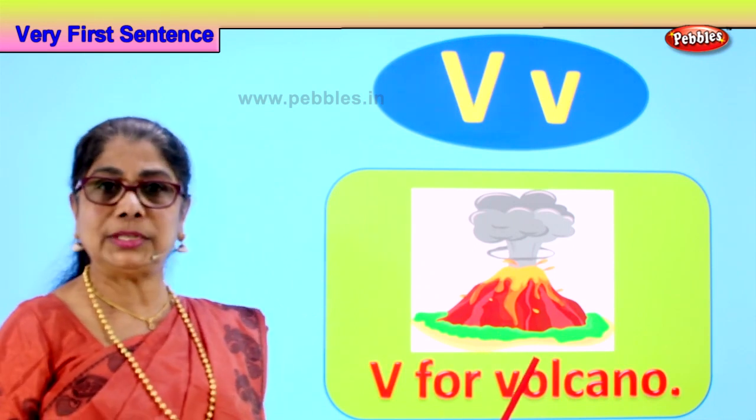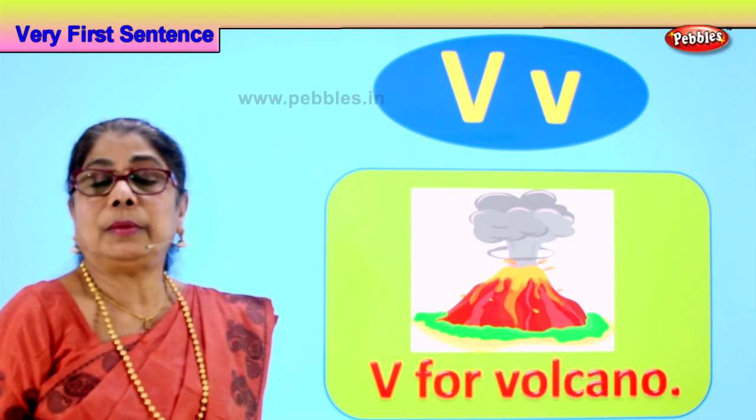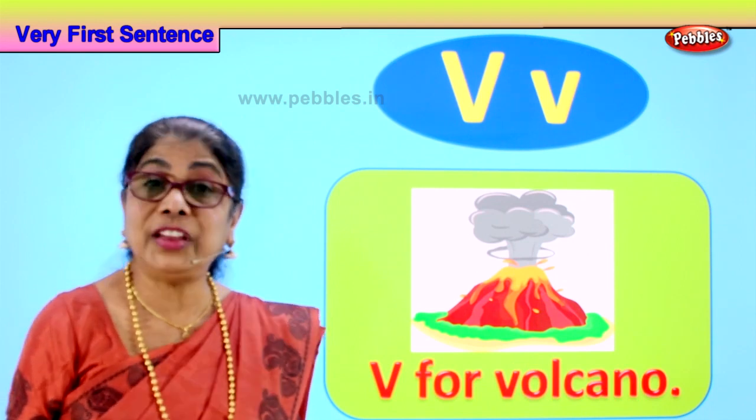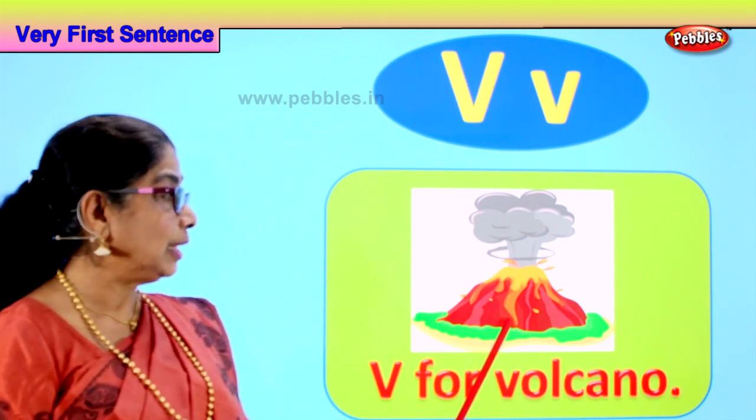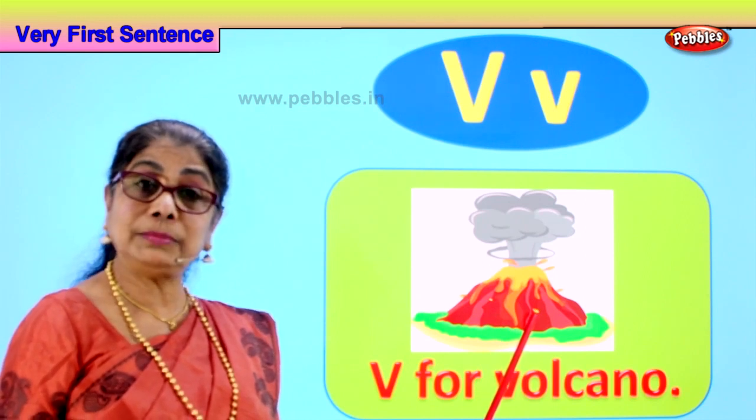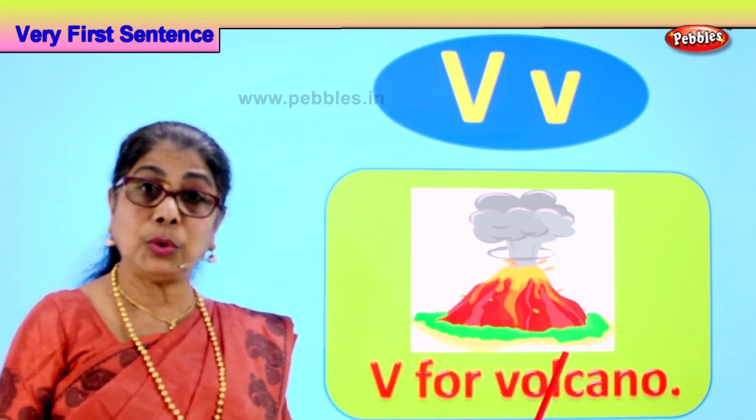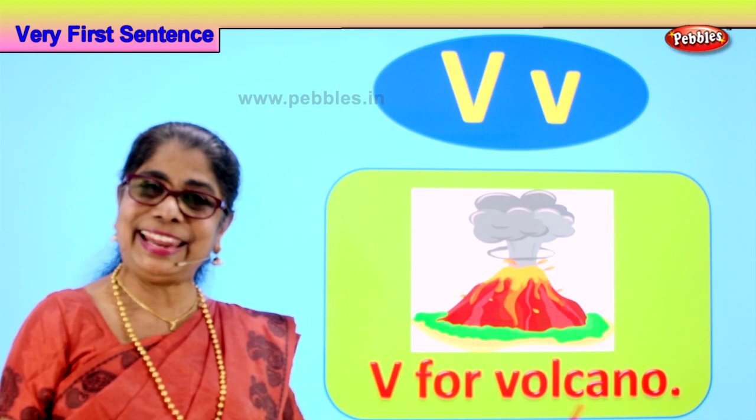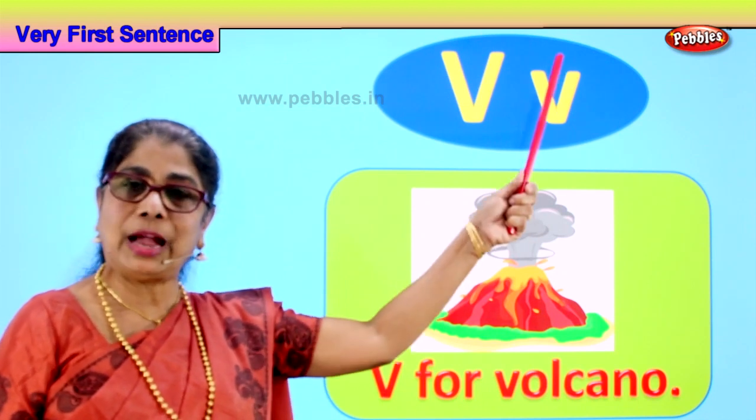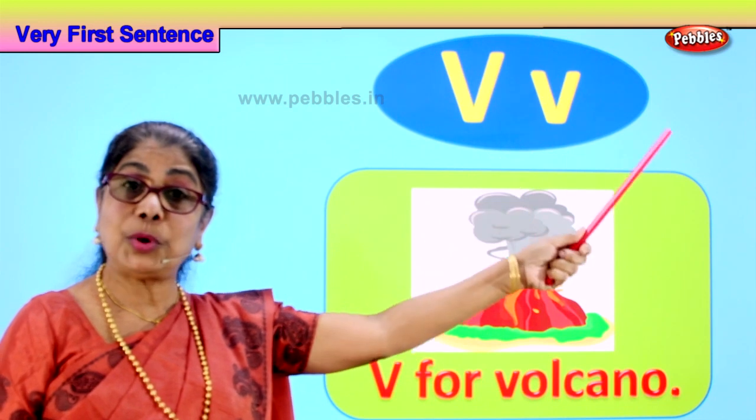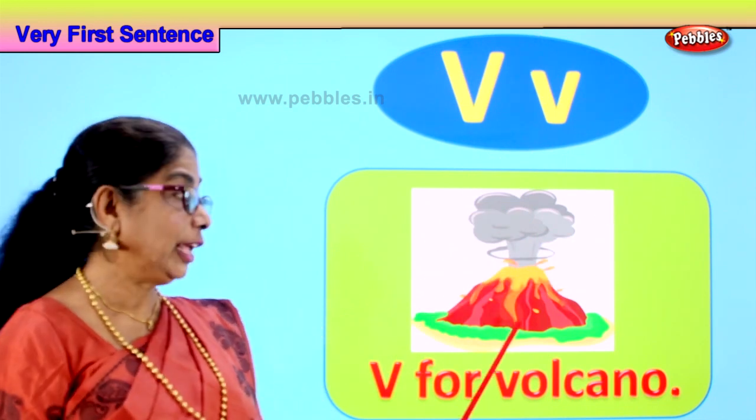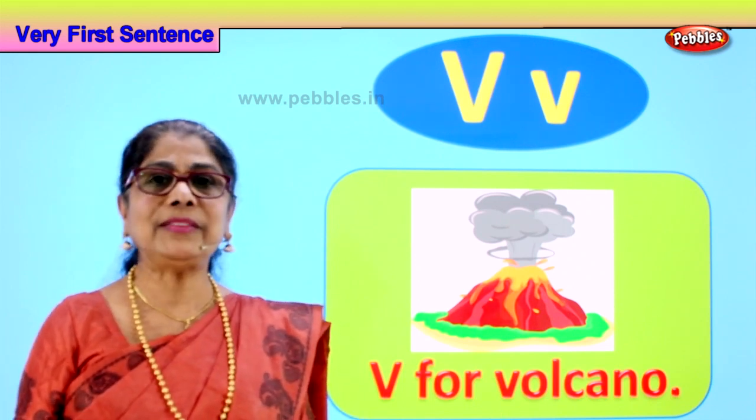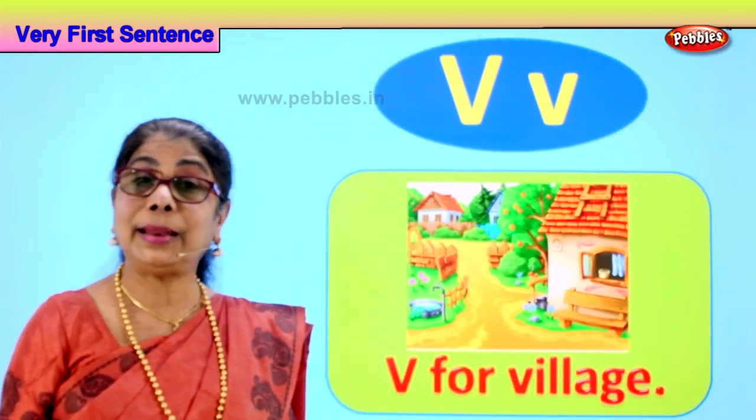It's an old mountain that suddenly opens up and out comes hot air, hot melting lava, very dangerous for people who live around. So that's called a volcano. It's a burning mountain that opens up at the top. V for volcano. Read it again. V for volcano. Now, capital letter V and small letter V, sound is V. Volcano. Let's read. V for volcano. Good.